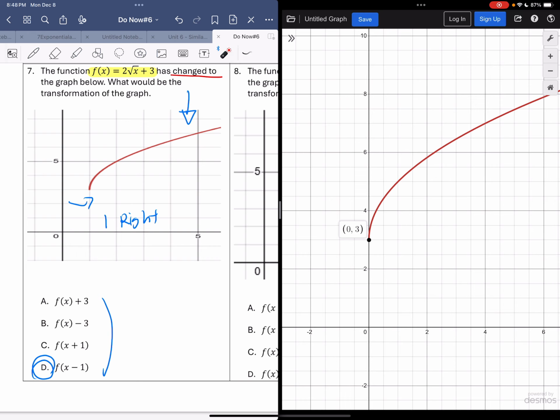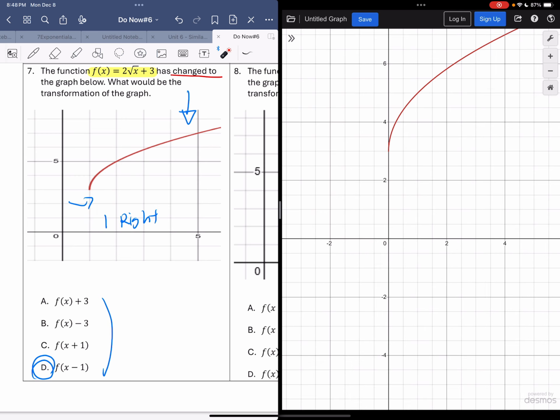The common mistake that I see is people put this one because they think from this one to this, it's going to be 1 to the left. That's not true. You're looking at the graph, what you put into the decimals, into this one. Another mistake I see is people think this one moved 3 units up. No, because this one has moved 3 units up already, right?